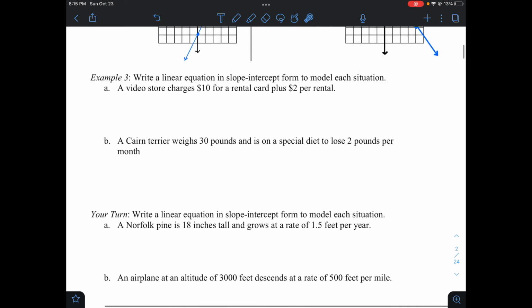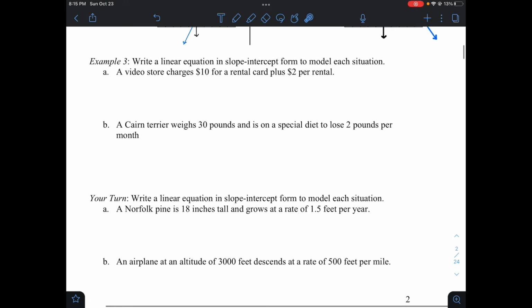All right, last 2 examples. We have to write the equation again, but this time there's no graph. They don't tell you what the y-intercept is or the slope is. So it says, write a linear equation in slope-intercept form. Those are key words, because remember, we're going to learn several more forms this chapter to model each situation.